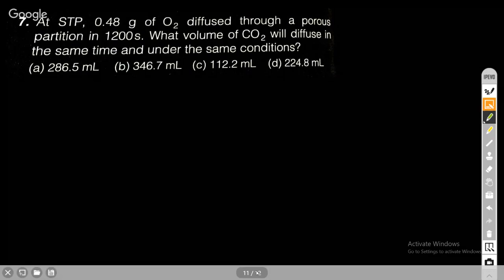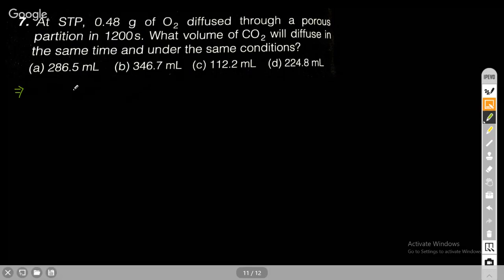Okay, I'll do this. You see, at STP, we are having 0.48 gram of O2 diffused through a porous partition in 1200 seconds. What volume of CO2 will diffuse in the same time under the same condition? So 0.48 gram. First of all, you tell me, can we convert this mass into volume? If I ask you what is the volume of O2 that has been diffused, can you tell me?